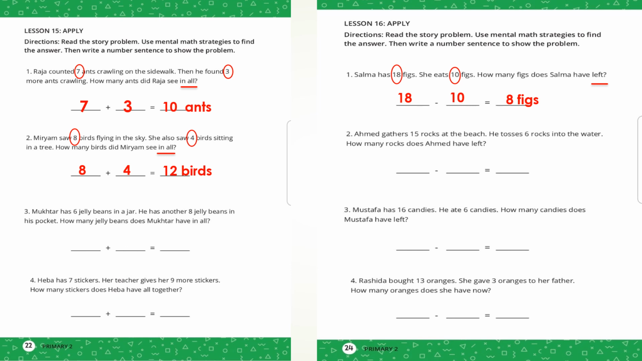The last question. Rashida bought 13 oranges. She gave 3 oranges to her father. How many oranges does she have now? Here we have 13 and 3. She gave her father. Gave means decreased. Okay, the oranges decreased, so we will subtract. 13 minus 3 equals 10 oranges.